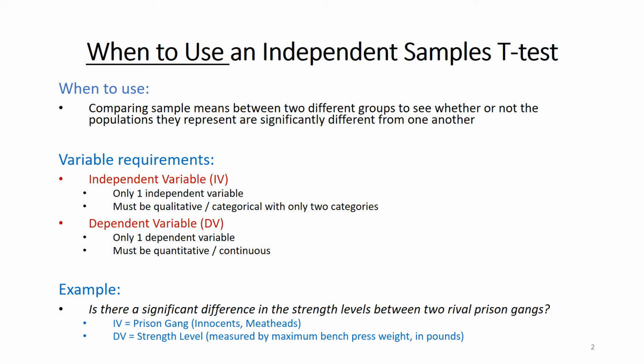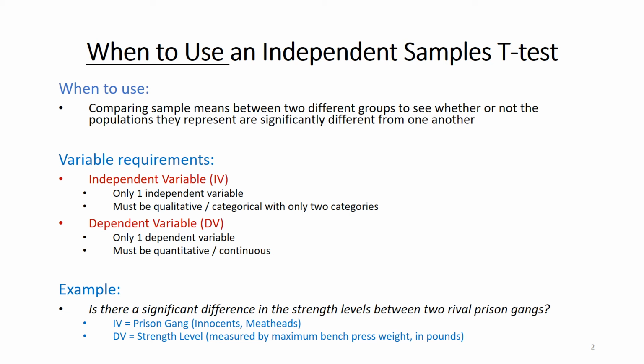So when to use: comparing sample means between, once again, two different groups to see whether or not the populations they represent are significantly different from one another. So once again, we have access to sample data, but we want to use that sample data to make an inference or draw some sort of conclusion about what's going on in the larger population those samples were drawn from.